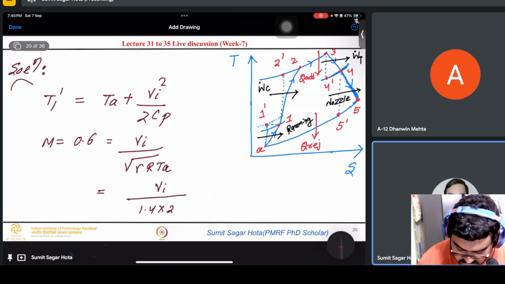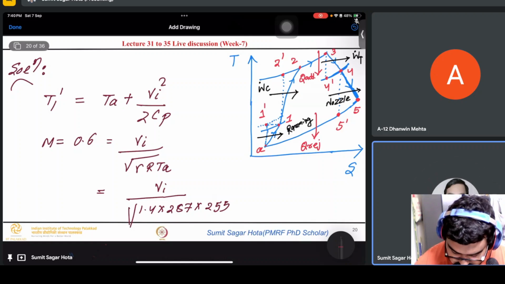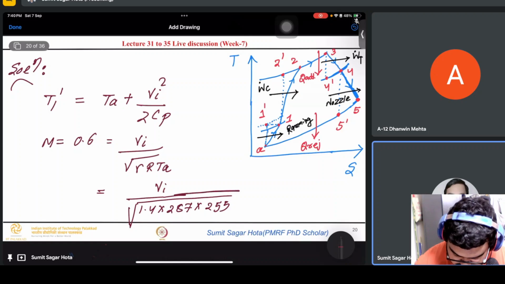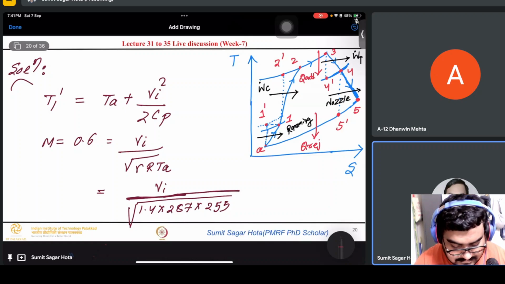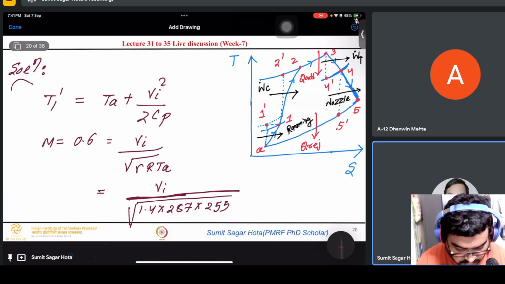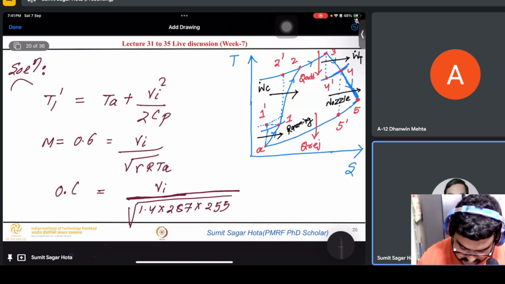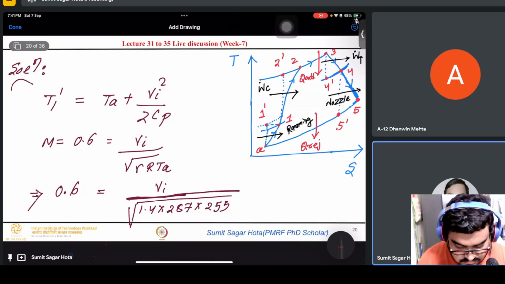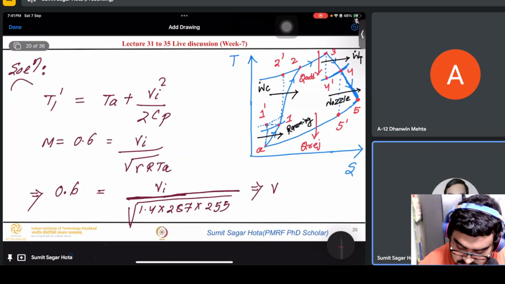So with gamma 1.4, R 287, and T_A given as 255 Kelvin, if you solve it, you will get Vi as 192.06 meter per second.